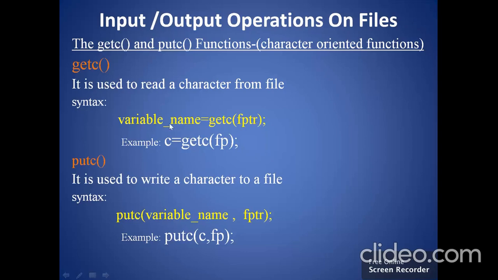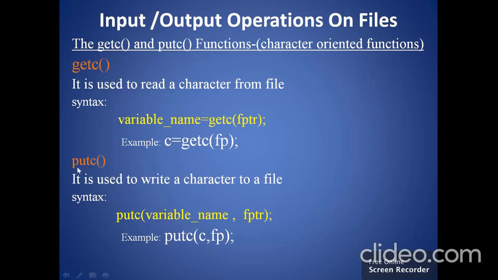For understanding more about the syntax, consider the example c = getc(fp); Here c is the name of the variable, getc is the function, and inside the bracket we have fp, the name of the file pointer we used here. Then we put a semicolon. When executing this code, with the help of the getc function, a character from the file will be read and that character will be stored inside the variable c.